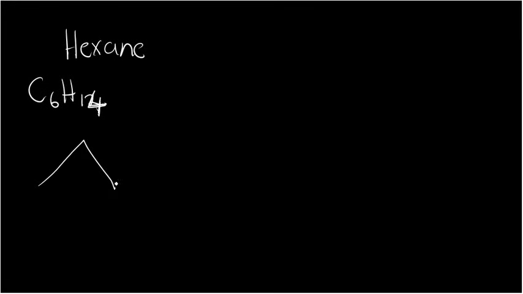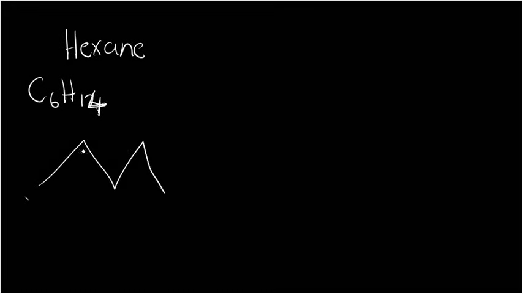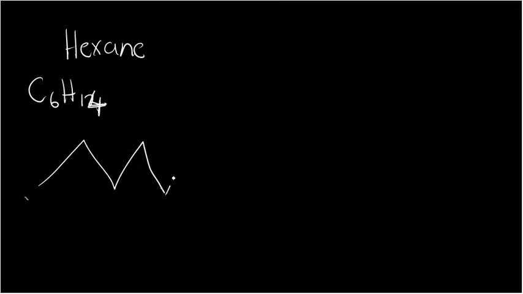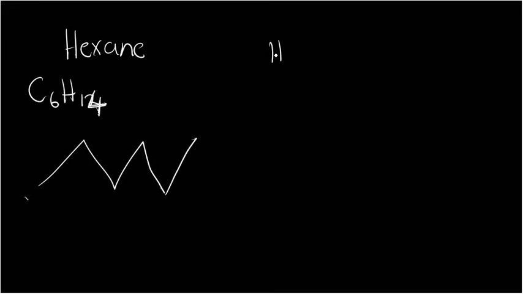Okay, how about hexane? Hexane, it is C6H14, like that, right? So you just do this 1 2 3 4 5, then 6. This is 6.